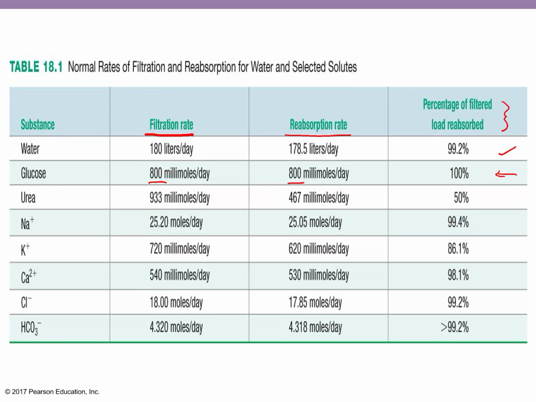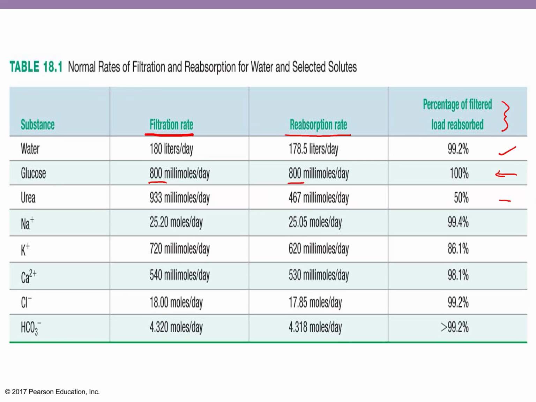Glucose is 100% reabsorbed. So you filter 800 millimoles per day, you reabsorb that, and so you don't lose any glucose. This is why glucose is a great tool to look for in urine if there's a disease state, right? Because under normal circumstances, under normal glucose concentrations in the blood, your kidneys should be able to reabsorb all of it. But if you have an excess amount of glucose in the blood, your kidneys are not going to be able to reabsorb all of it, and you'll lose it in the urine.